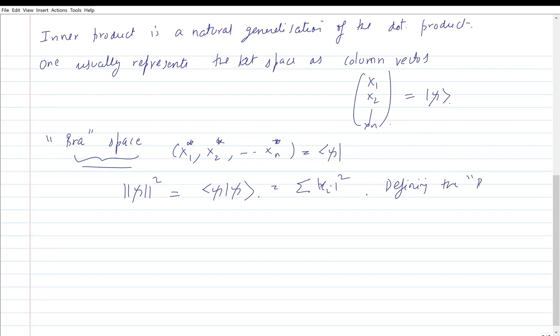And defining the bra space this way lets us define the norm or length of the vectors.